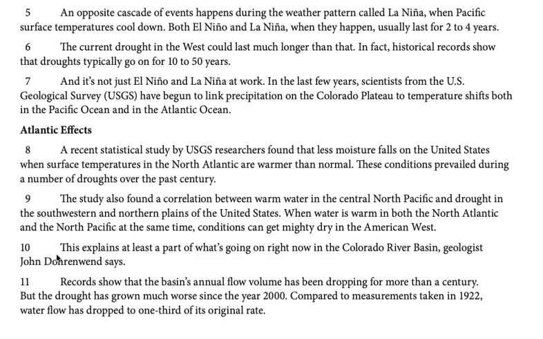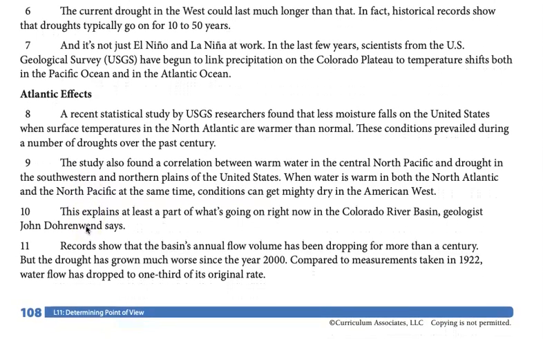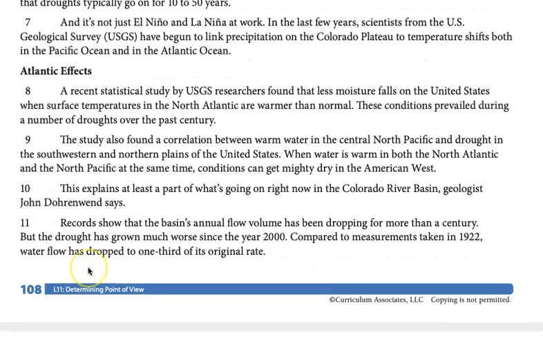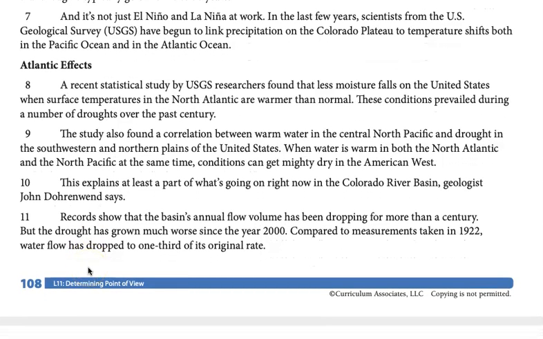Both El Niño and La Niña, when they happen, usually last for 2 to 4 years. The current drought in the West could last much longer than that. In fact, historical records show that droughts typically go on for 10 to 50 years. And it's not just El Niño and La Niña at work. In the last few years, scientists from the U.S. Geological Survey, or USGS, have begun to link precipitation on the Colorado Plateau to temperature shifts both in the Pacific Ocean and in the Atlantic Ocean.